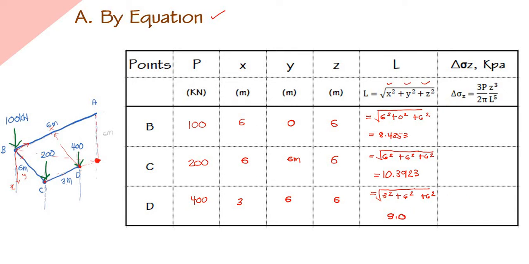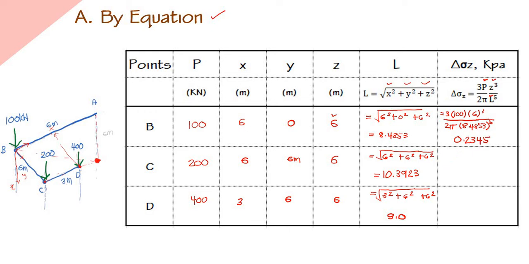So we know the value of P, we know the value of Z, we know the value of L. So we can directly substitute the equation. So for point B, this is 3 times the point load, which is 100, times the value of Z. Our Z is 6, cubed, divided by 2 pi times our L, which is 8.4853 raised to 5. So this is 0.2345.